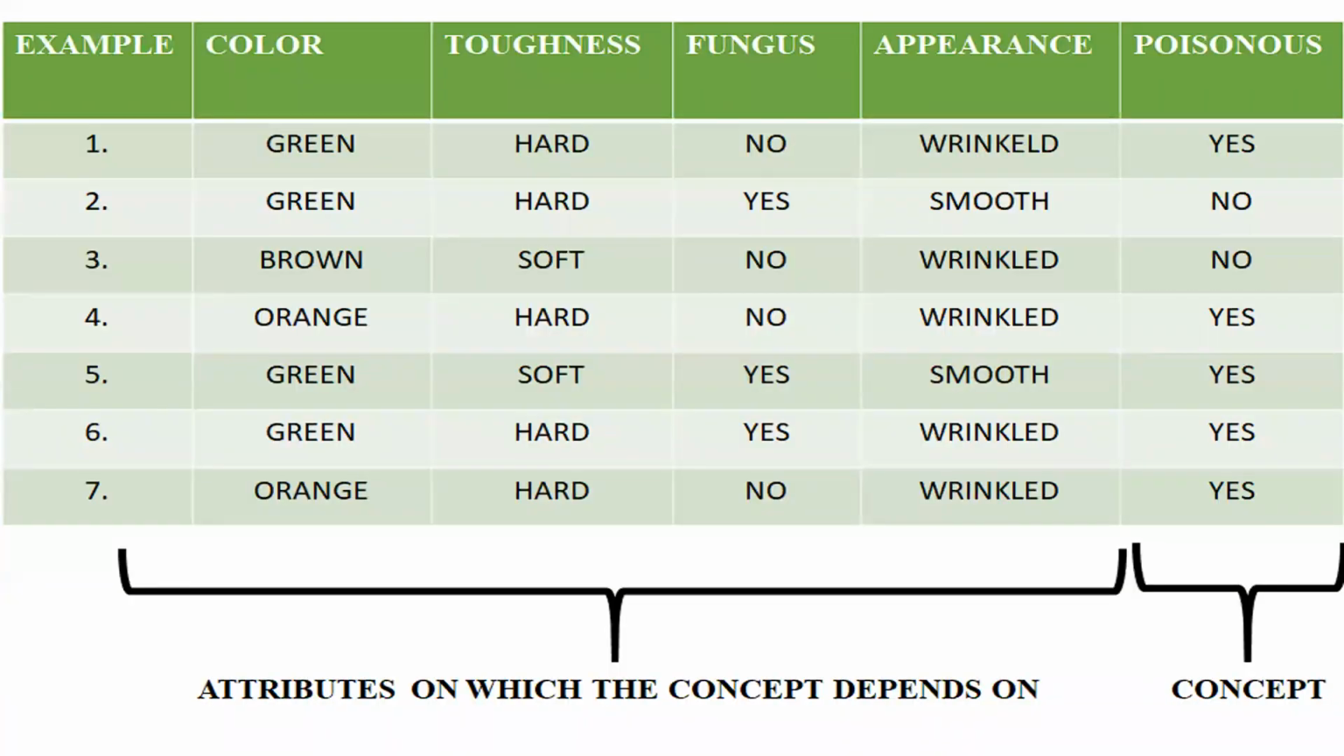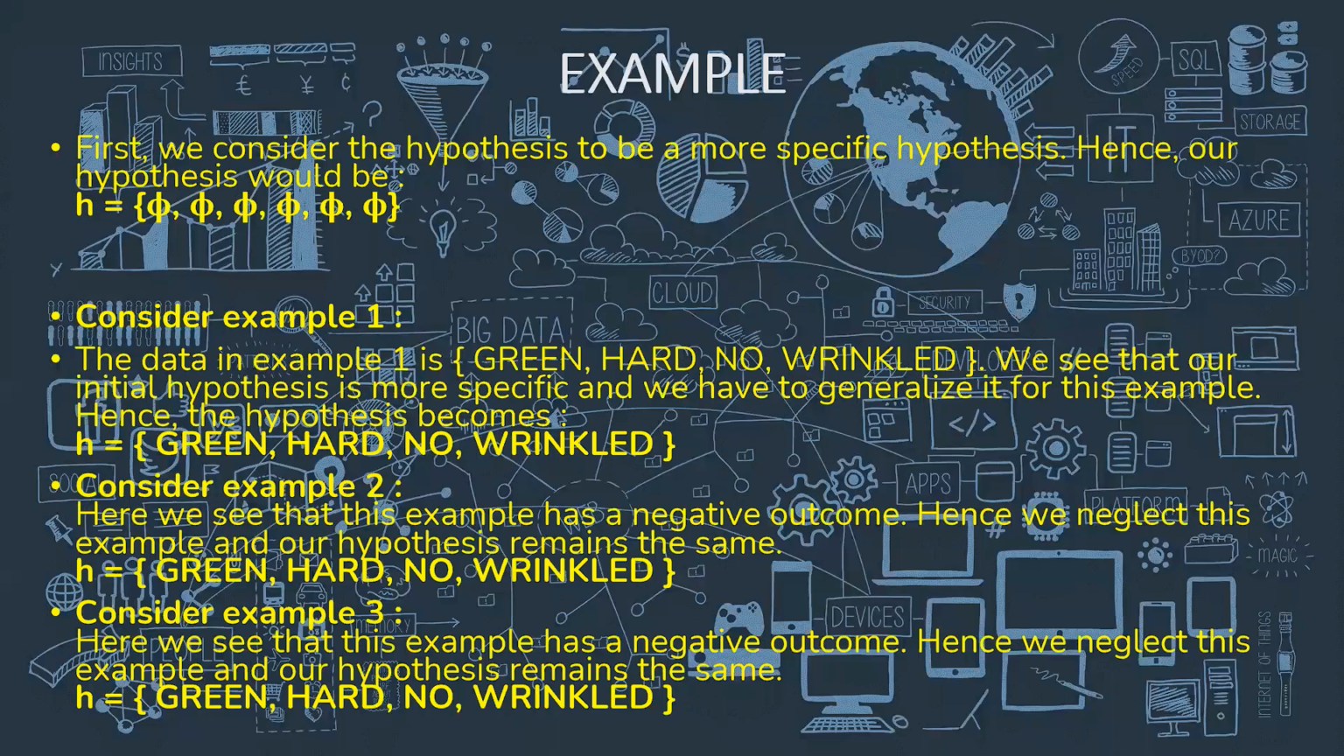Let's see an example. This is an example where four columns are given: color, toughness, fungus, appearance, and poisonous. The target data, which is positive or negative, is given by poisonous, yes or no. We take into account only the yes, the positive data. Negative data, whichever is no, that is the second and third row, is neglected. First, fourth, fifth, sixth, and seventh are taken into account. Let's see. First, we consider the hypothesis to be more specific.